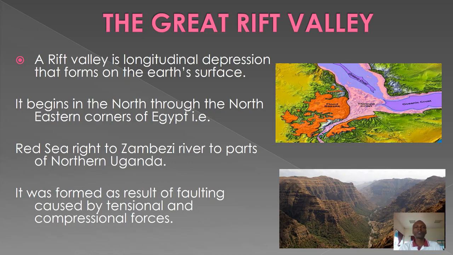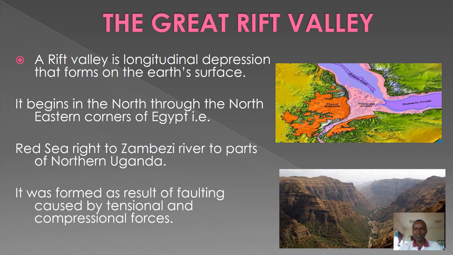I would like to introduce to you yet another topic, and this is the Great Rift Valley. The Rift Valley is a longitudinal depression that forms on the Earth's surface. It begins in the north through the northeastern corners of Egypt, that's to say the Red Sea, right to Zambezi River, to parts of northern Uganda.